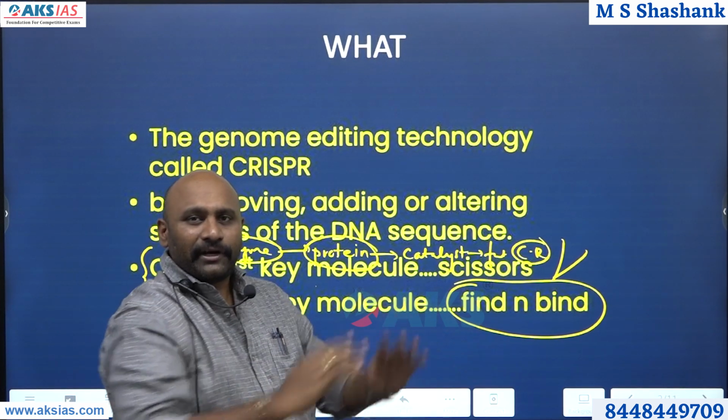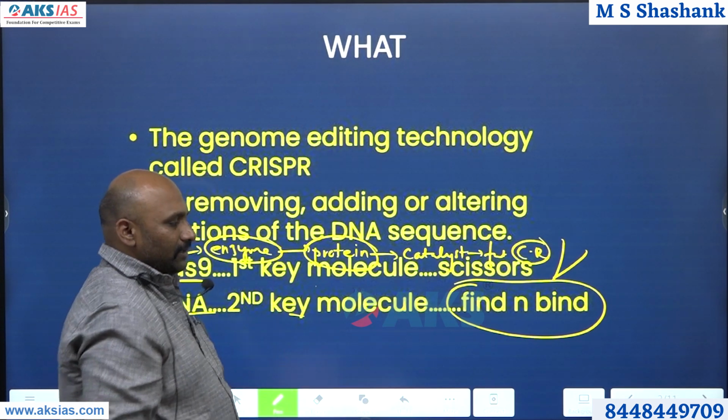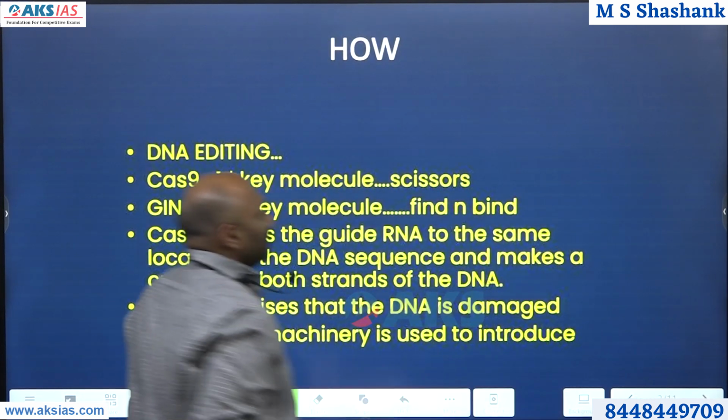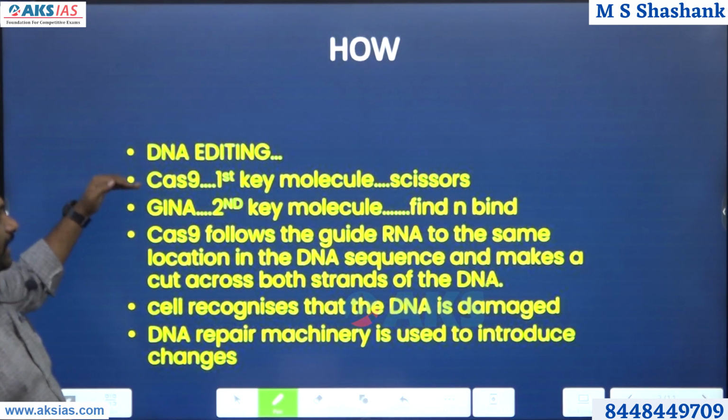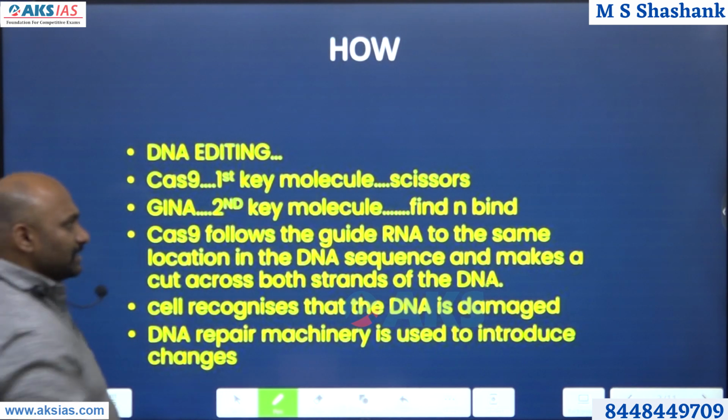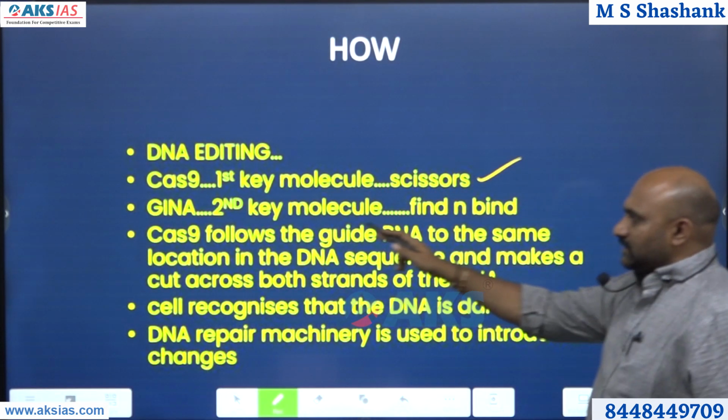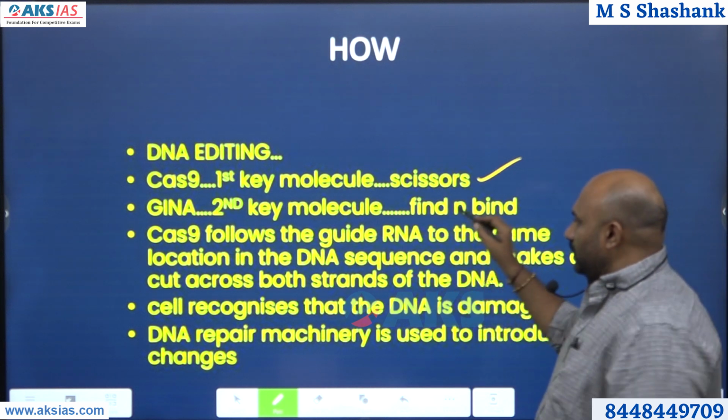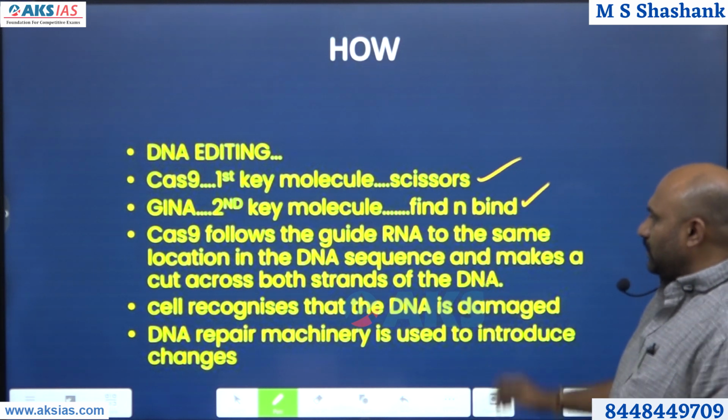And that is usually non-defective. So this is what happens in this technology. The next part, please look here. What happens in DNA editing? Cas9 is the first key molecule, it acts as the scissors. This, the gRNA, works as find and bind.